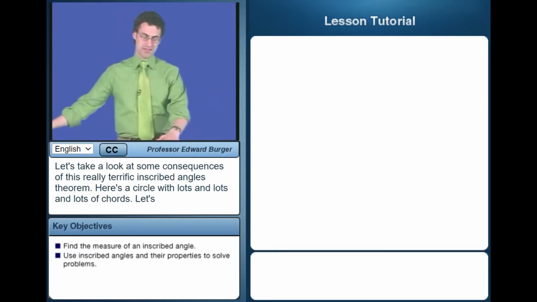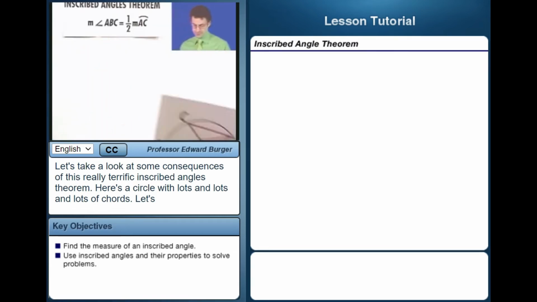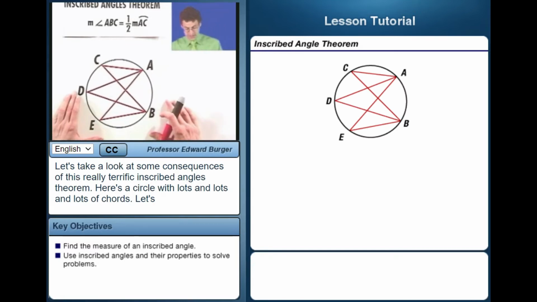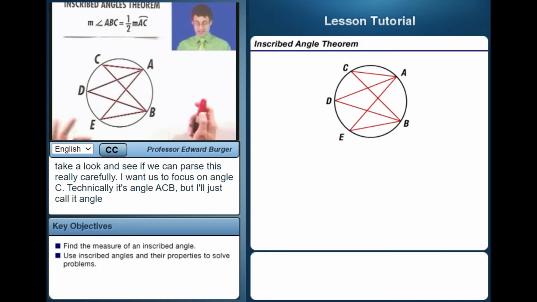Let's take a look at some consequences of this really terrific inscribed angles theorem. Look at this. Here's a circle with lots and lots of chords. Let's see if we can parse this really carefully. I want us to focus on angle C. Technically, it's angle ACB, but I'll just call it angle C.